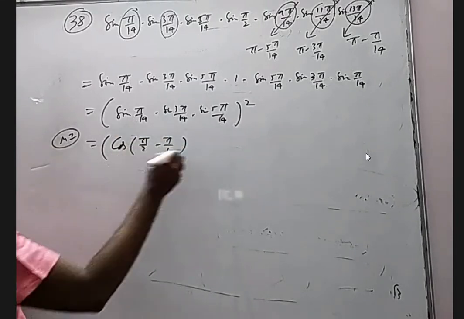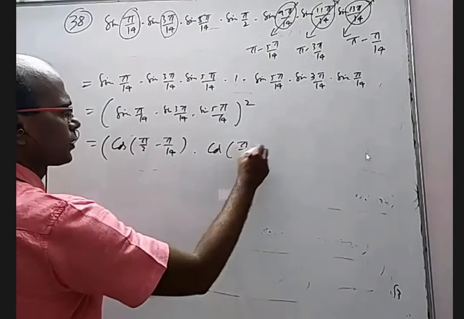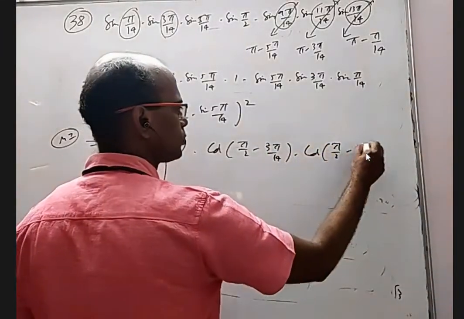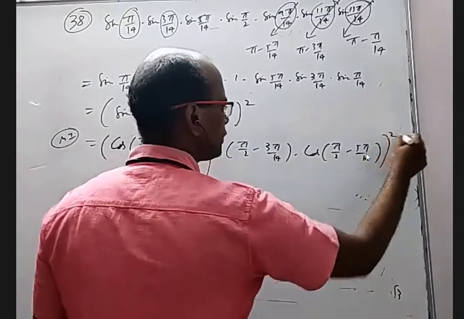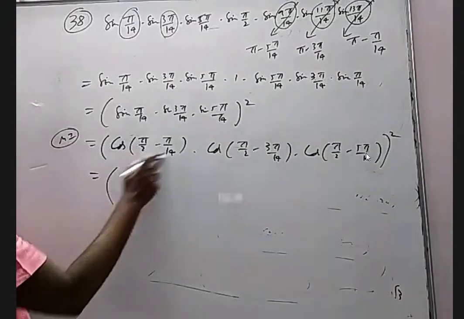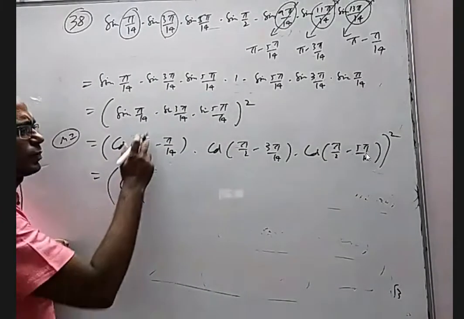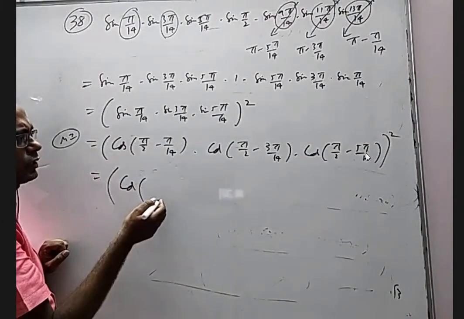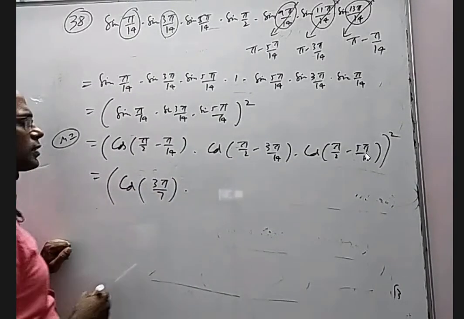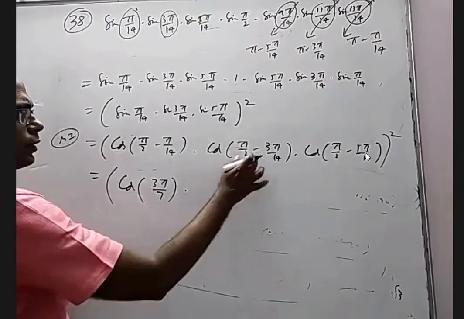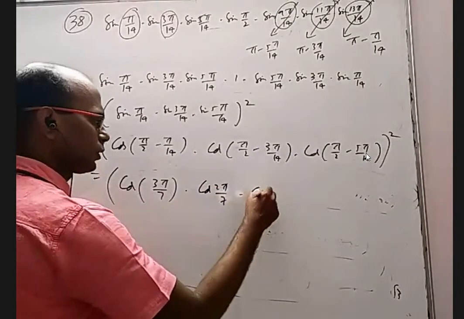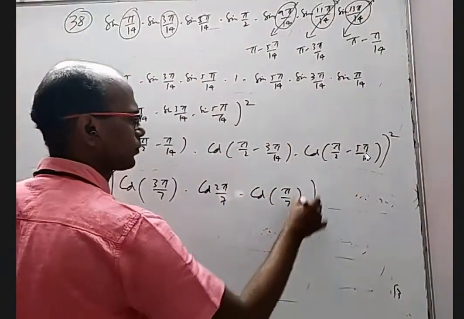Sin theta is cos 90 minus theta. This is cos pi by 2 minus 3 pi by 14, and this is cos pi by 2 minus 5 pi by 14. We may not know now why we are doing this, but when you simplify you will know. Simplifying, you get 7 pi by 14 minus 1 pi by 14, which is 6 pi by 14, which is 3 pi by 7. So you will get cos 3 pi by 7. What about this? Cos 2 pi by 7. And this is cos pi by 7.